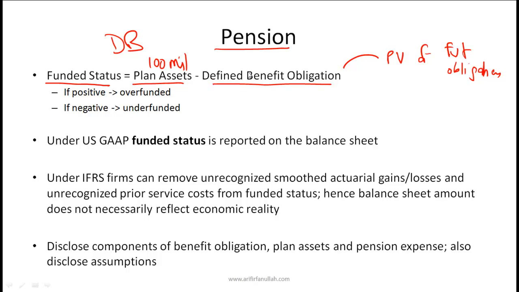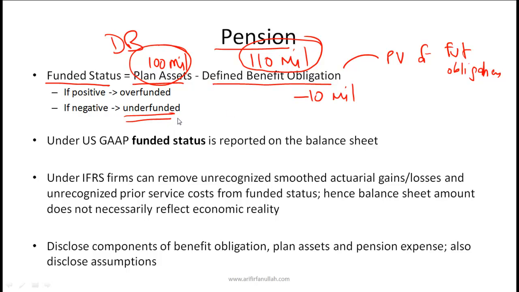So if the present value of the future obligations, let's say, is 110 million, this is saying that we have what is called an underfunded plan, where our assets are equal to 100 million. The present value of the obligation, so these are the commitments that the company has made to its employees, and based on several assumptions, we calculate the monetary value of those commitments, discount them back to the present, and let's say we get a number of 110 million. So the funded status here is minus 10 million, and essentially this is saying that the plan is underfunded.